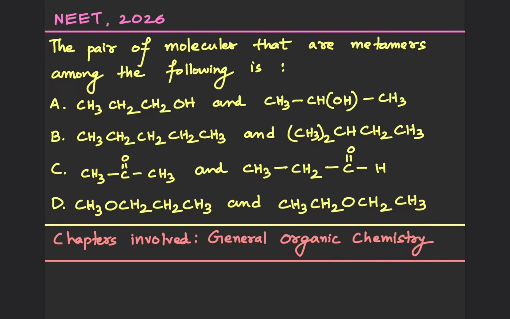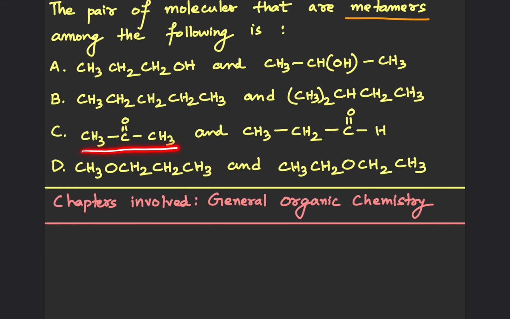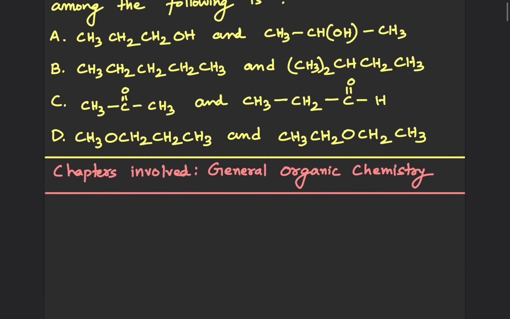Hello everyone. So this is a question from NEET 2026. The pair of molecules that are metamers, important, among the following is: CH3CH2CH2OH and CH3CHOHCH3; CH3CH2CH2CH3 and CH3CH(CH3)CH3; CH3COCH3 acetone and CH3CH2CHO; CH3OCH2CH2CH3 and CH3CH2OCH2CH3.